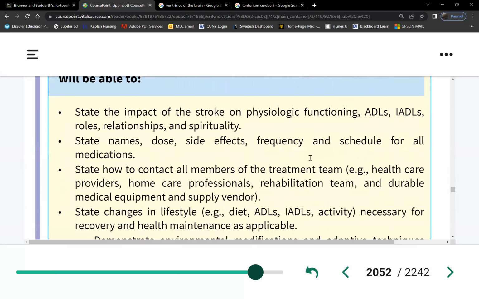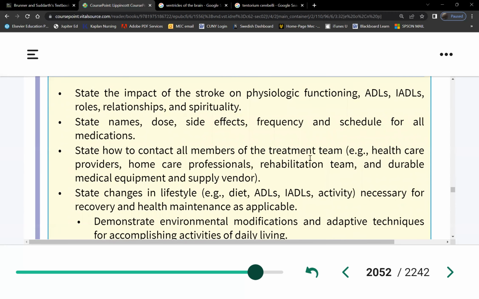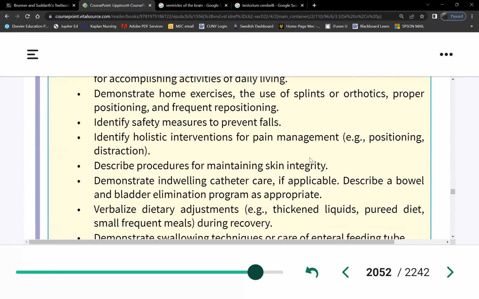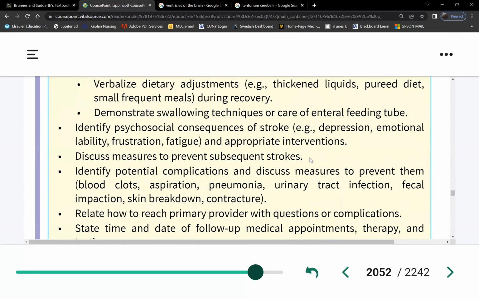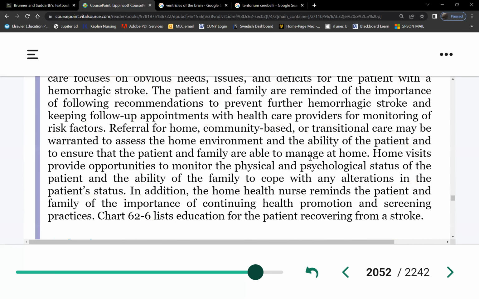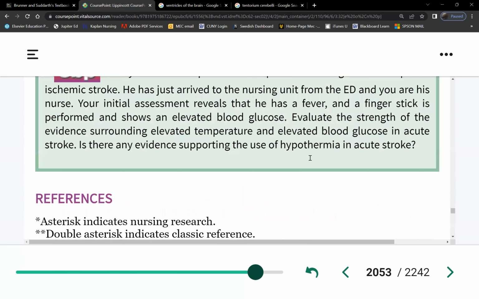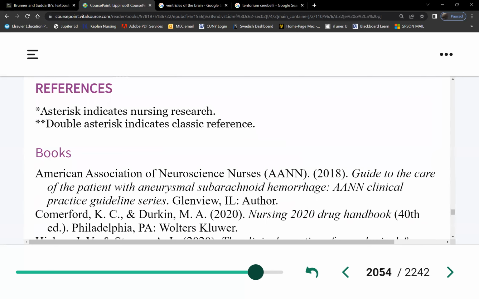Okay, so here's now our discharge. This is for the hemorrhagic stroke patient. Please read on your own. That's it for hemorrhagic stroke.